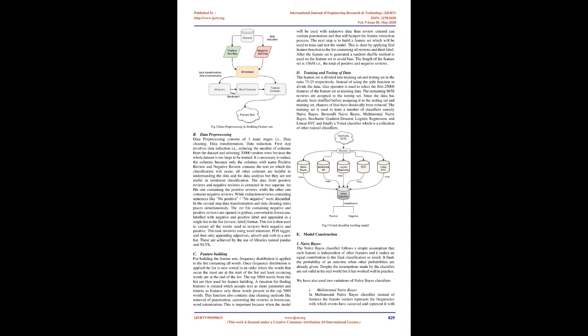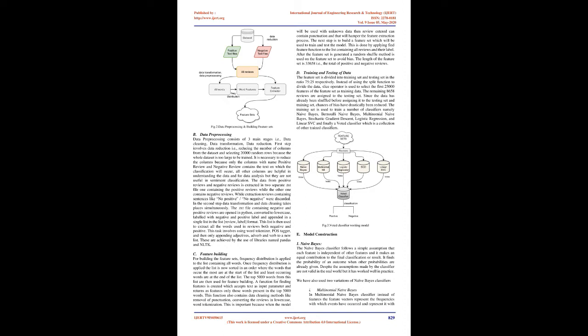This is done by applying the find feature function to the list containing all reviews and their labels. After the feature set is generated, a random shuffle method is used on the feature set to avoid bias. The length of the feature set is 33,658, i.e., the total of positive and negative reviews.